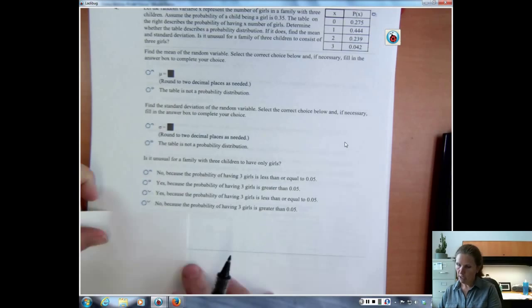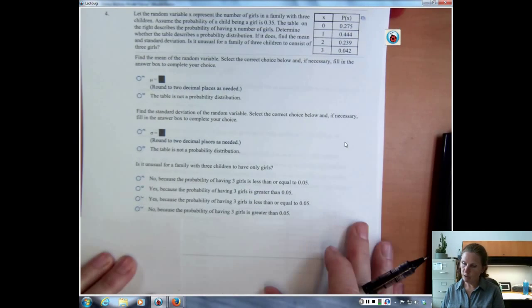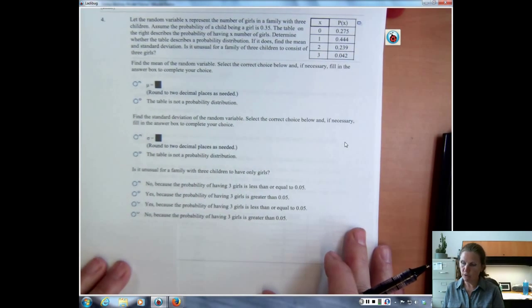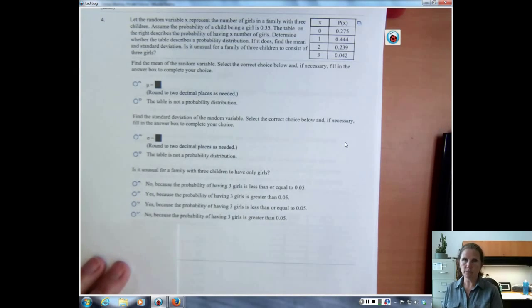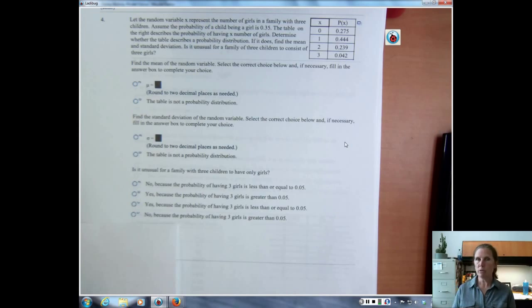Let the random variable x represent the number of girls in a family with 3 children. Assume the probability of a girl being born is 0.35. The table on the right describes the probability of having x number of girls. So remember, the probability of having a girl is actually 0.5, but they changed it to 0.35 just to give you some more interesting data.